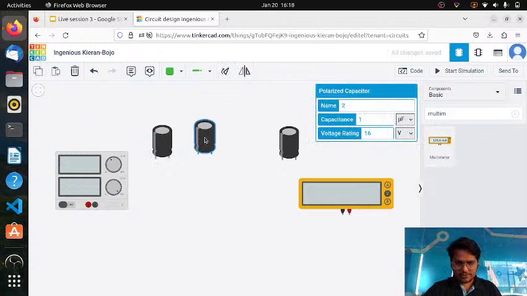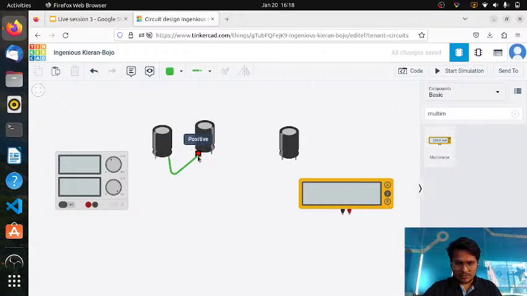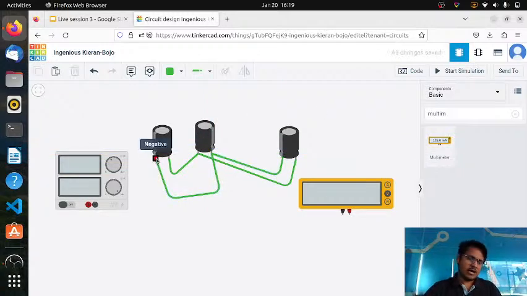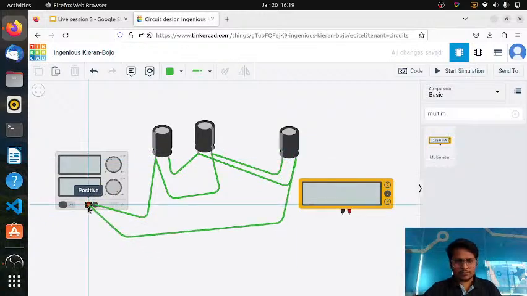In parallel connection, what happens is the positive of the first one has to be connected with the positive of the second one, and the positive of the third one also we have to connect. So basically all positive legs we have to connect to each other, all negative legs of the capacitors we have to connect to each other, and this way we will be able to make a parallel connection of the capacitors. That's it. Here the negative legs of the capacitors I will directly connect to negative, and this positive leg I will connect to positive of the power supply.